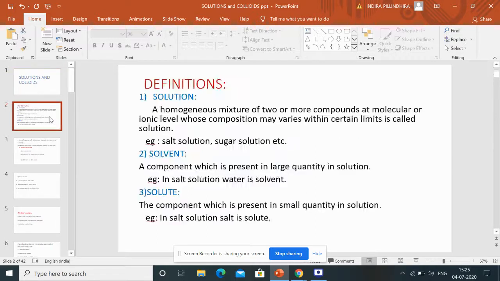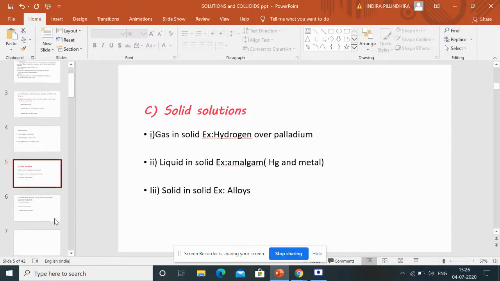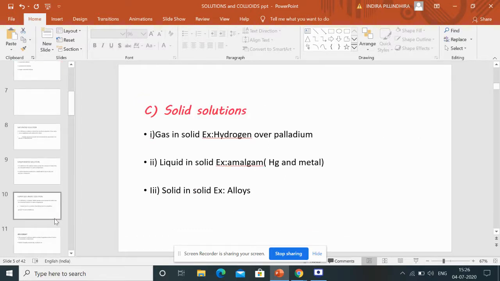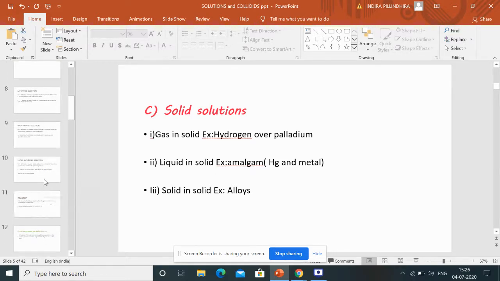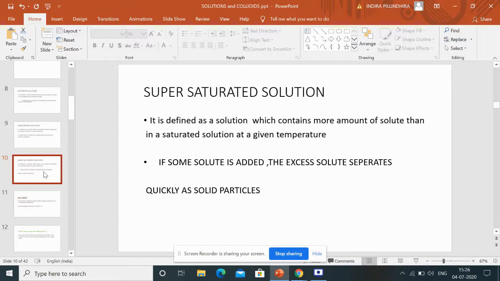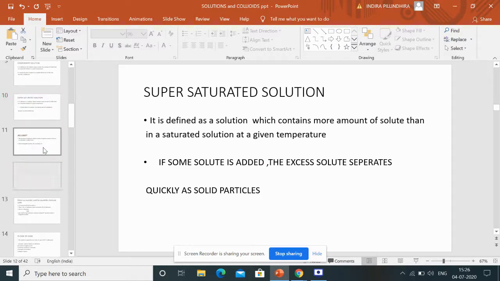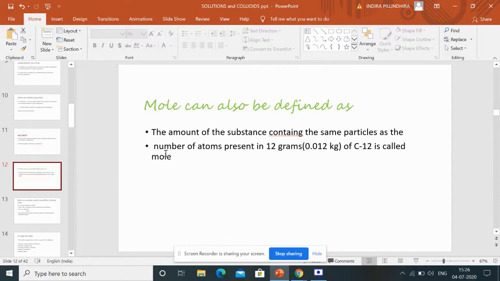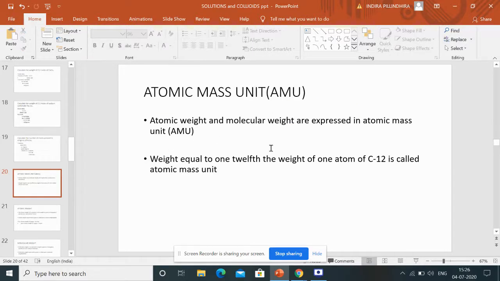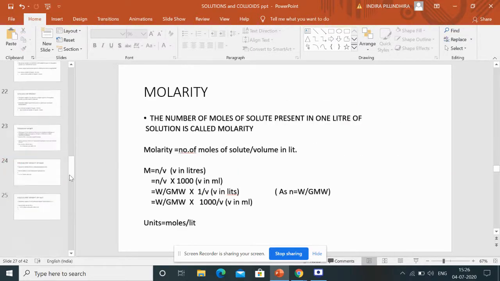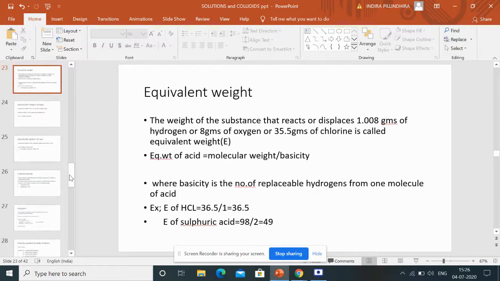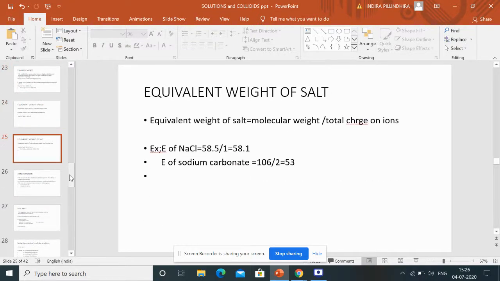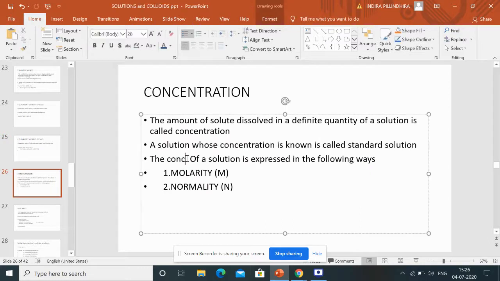So we know that the concentration is the one which gives the amount of the solute dissolved in definite amount of the solvent. Okay, so we will start from there. We have completed all these topics in the previous video. Now we will start from concentration.